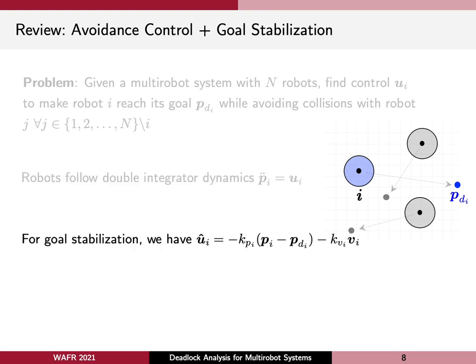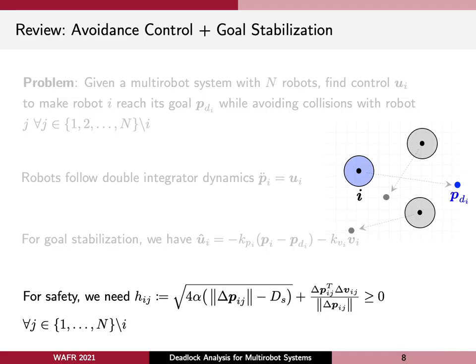We assume that there is a user-prescribed nominal control for each robot, which is simply a PD controller. Now, we know from linear systems theory that this control by itself guarantees exponential stabilization of each robot to its goal, but it does not guarantee that the resulting motions of the robots will be collision-free. So how do we pose that requirement?